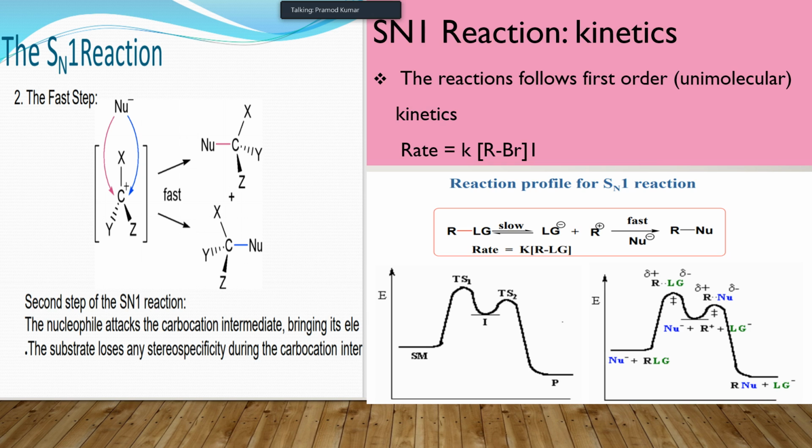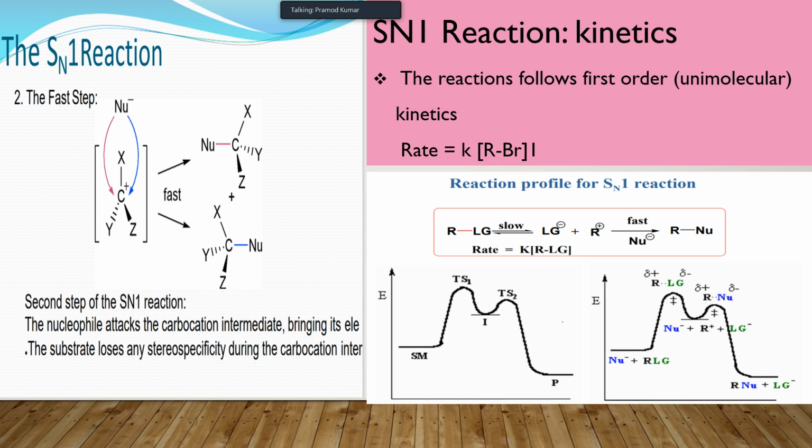SN1 is not a stereospecific reaction, whereas SN2 is a stereospecific reaction, because you get a compound of a particular configuration in the case of SN2. So, kinetics: it follows first order kinetics. That means it depends only upon the concentration of your substrate, because it was experimentally found that if you change the concentration of your nucleophile, it does not affect the rate of reaction. So later on they confirmed that the SN1 reaction follows first order kinetics.